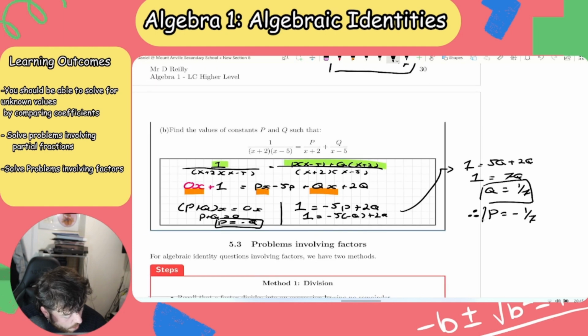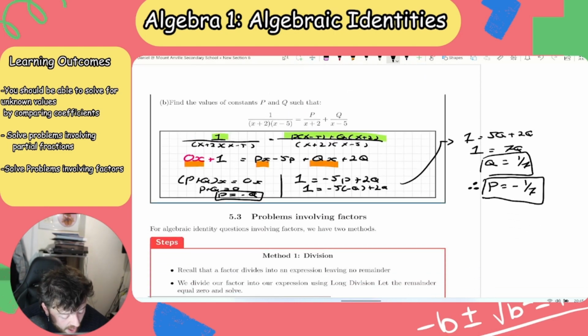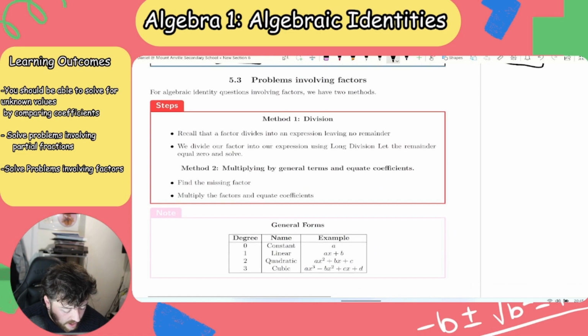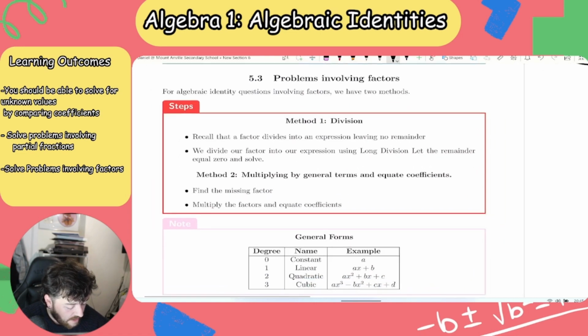So there you go. Just be careful, because I know these examples worked out to be nice, where one was positive, one was negative. That mightn't always be the case. So don't be too presumptuous, you know? And then finally, the last section we have here is problems involving factors.